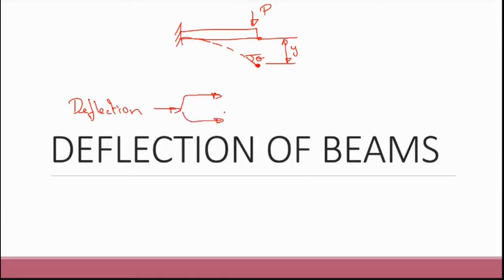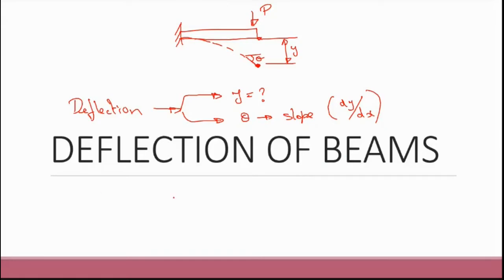We have to show these two variables. One is y, which is this distance, and another is theta. Theta is nothing but slope. We can also call it dy by dx.